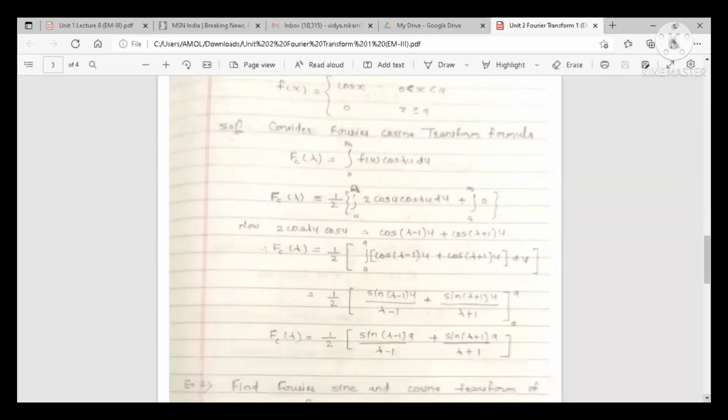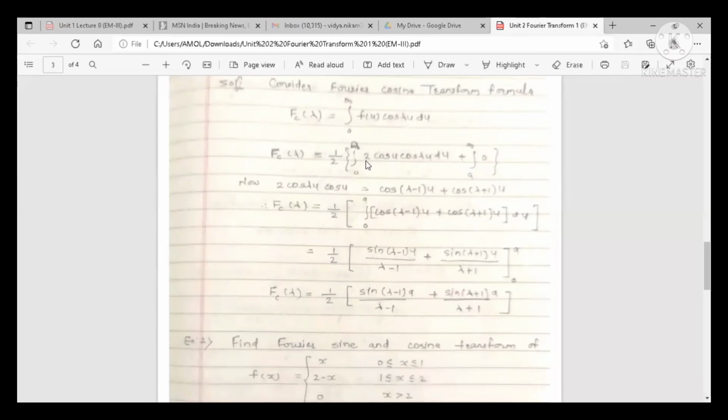Now we are multiplying and dividing the term by 2 because we are going to use the formula 2 cos a cos b. See, what is the formula for 2 cos a cos b? It is cos(a minus b) plus cos(a plus b). Here a is λu, b is u. So cos of (λ minus 1) into u, u is common, plus cos of a plus b means λu plus u, u is common, so in bracket (λ plus 1). So this is the product formula 2 cos a cos b we are using to split the product cos u into 2 cos u cos λu. So 1/2 as it is. In the bracket, integration from 0 to a, 2 cos u cos λu, its value is cos((λ minus 1)u) plus cos((λ plus 1)u), complete with du.